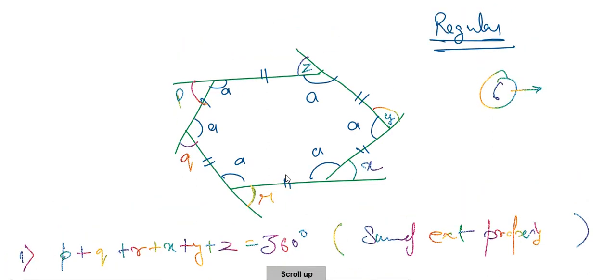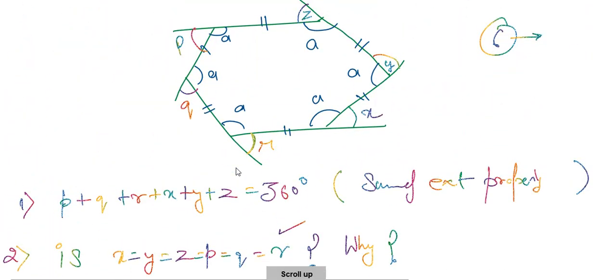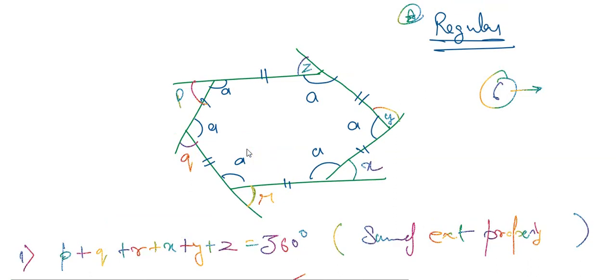Since I am given equal sides and all the interior angles are also equal in my regular hexagon, obviously my exterior angles would also be equal in measure. Or you can just determine it if you have understood the concept of linear pair.